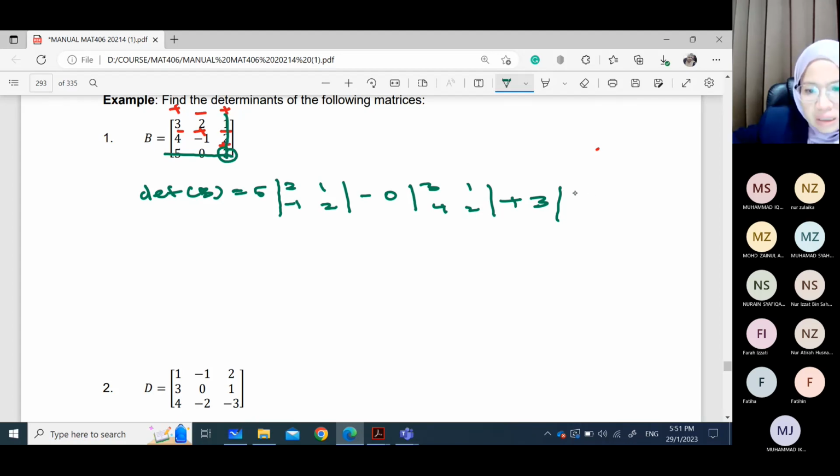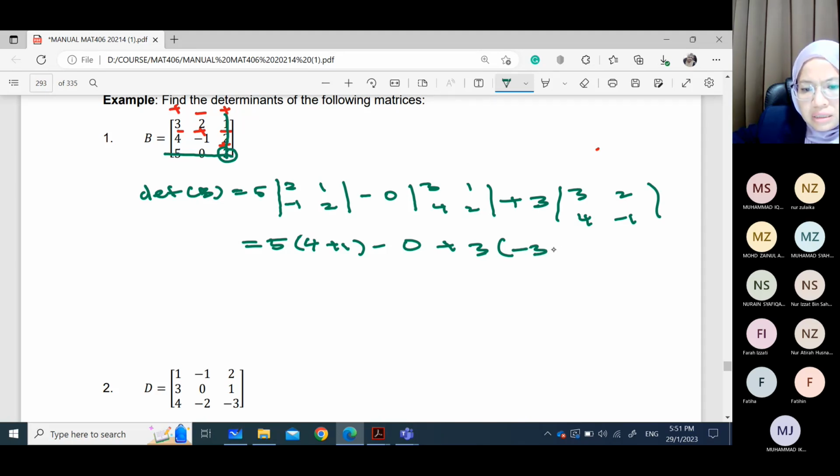So kita akan ada 3, 2, 4, negative 1. Okay, so kita kira, so 5 times 2 times 2 is 4. 4 minus 1 times negative 1, negative 1. So minus negative 1 is plus 1. So ini kosong. 0 multiply anything, you akan dapat kosong. And then plus times 3 times 1, negative 3. Minus 8. Okay. Kira berapa determinant dia?